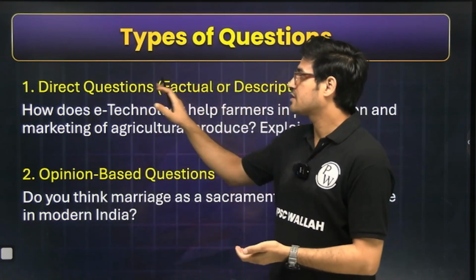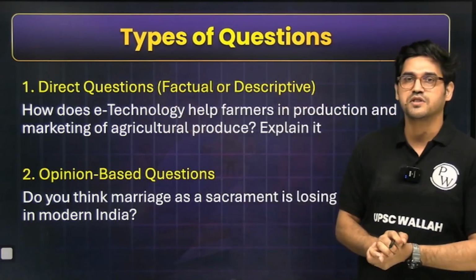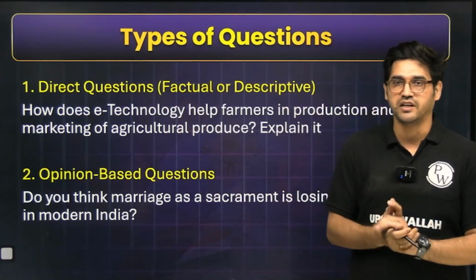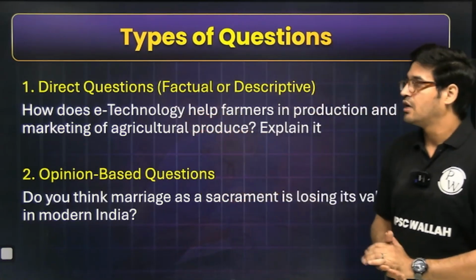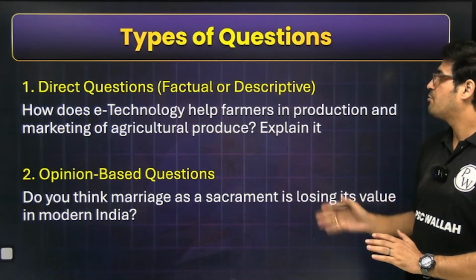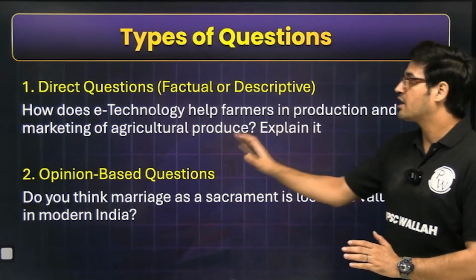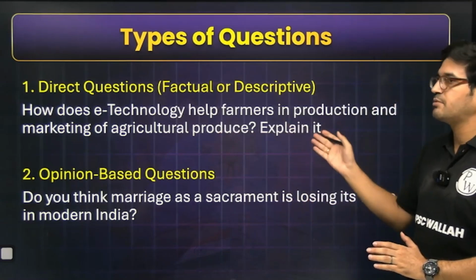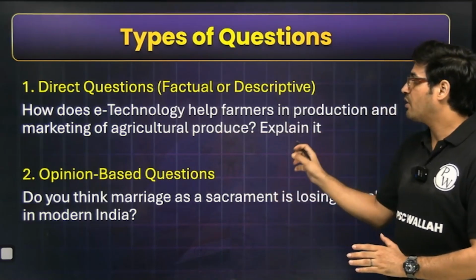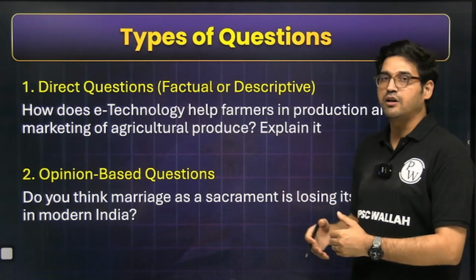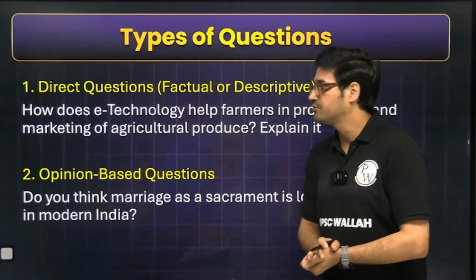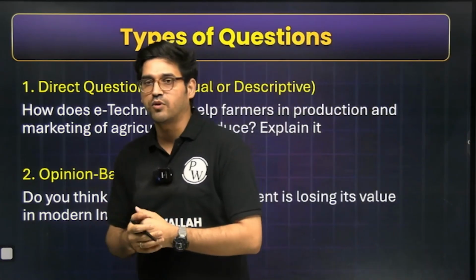First type is direct questions, questions which are rather factual or descriptive in nature. For an example, look at this question. How does e-technology help farmers in production and marketing of agricultural produce? Explain it. Even if you did not have this directive word, explain it here, you could have still gone ahead and solved this question. Now, this is a relatively straightforward question.